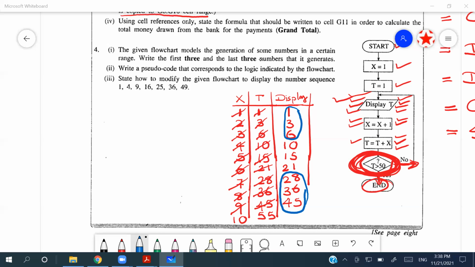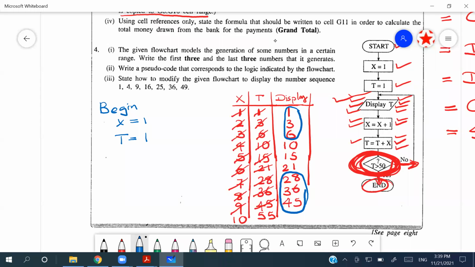this particular part, this has only 3 parts. Regarding the weight, I will see. Write a pseudocode that corresponds to the logic indicated by the flowchart. How are we going to write the pseudocode? It is easy. So we can write begin or start, it doesn't matter. X equals 1. T equals 1. And then we are going to go into the iteration.